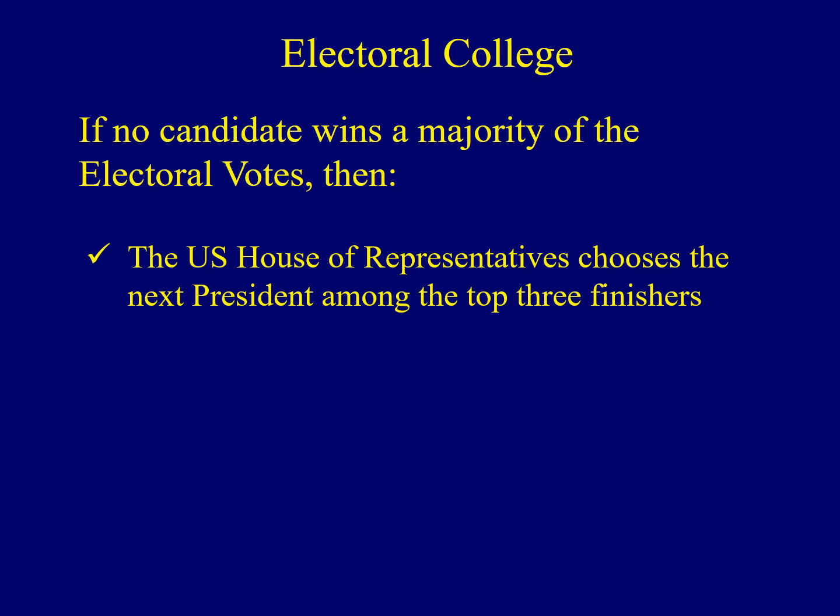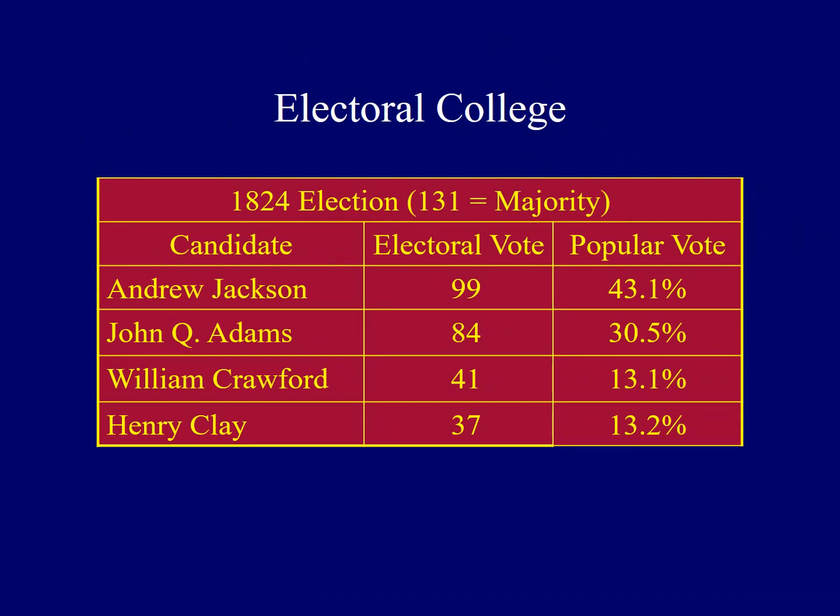The United States House of Representatives would pick the next president among the top 3 finishers in electoral votes. The House of Representatives has had to do this in the past. In 1824, there were 4 people who ran for the presidency. A majority of electoral votes at that time was 131. No one won 131 electoral votes, so the House of Representatives had to choose the next president.